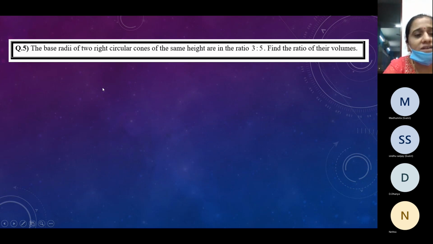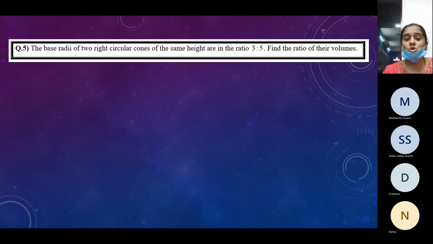The base radii of two right circular cones of the same height are in the ratio 3:5. So one radius is 3x, the other is 5x. Find the ratio of their volumes.